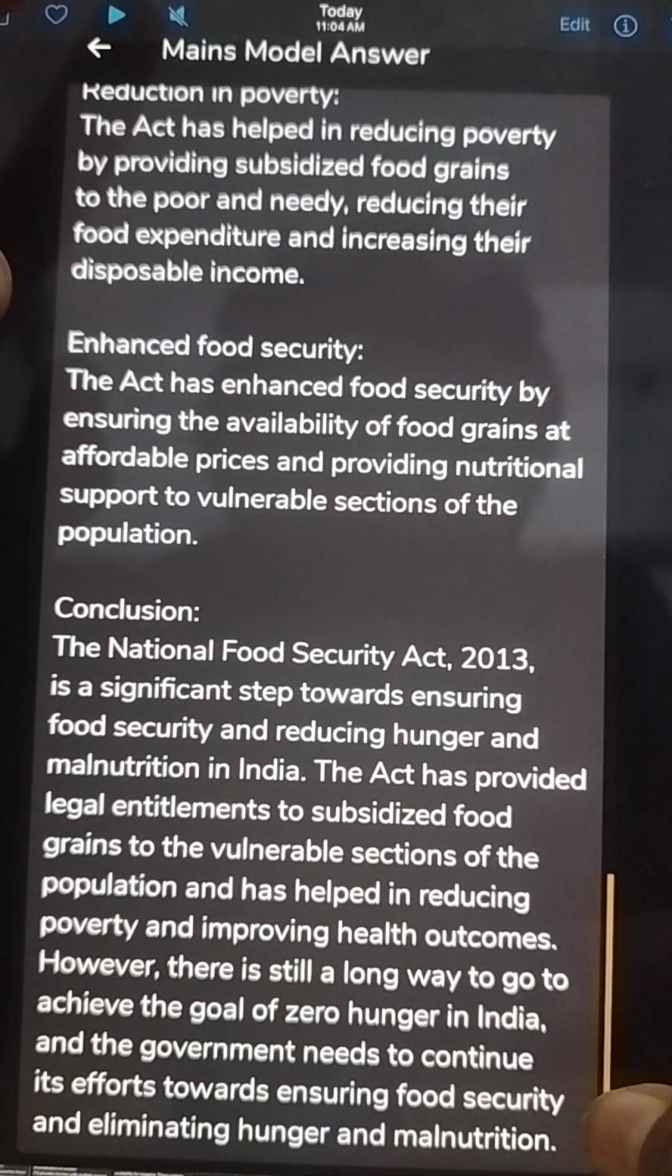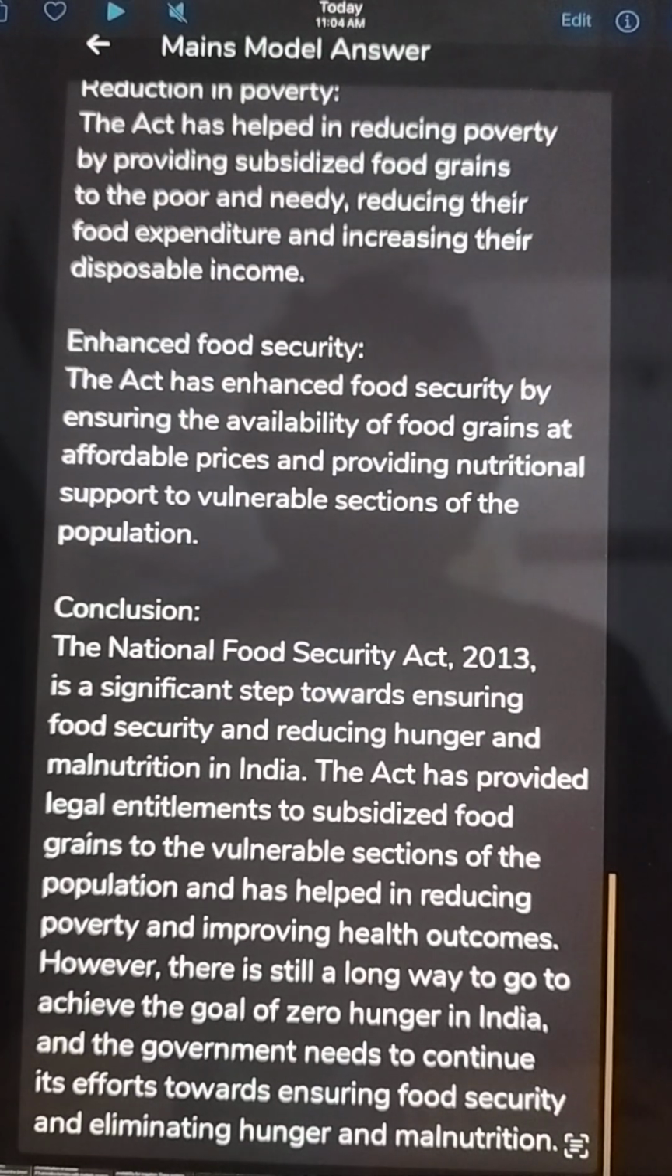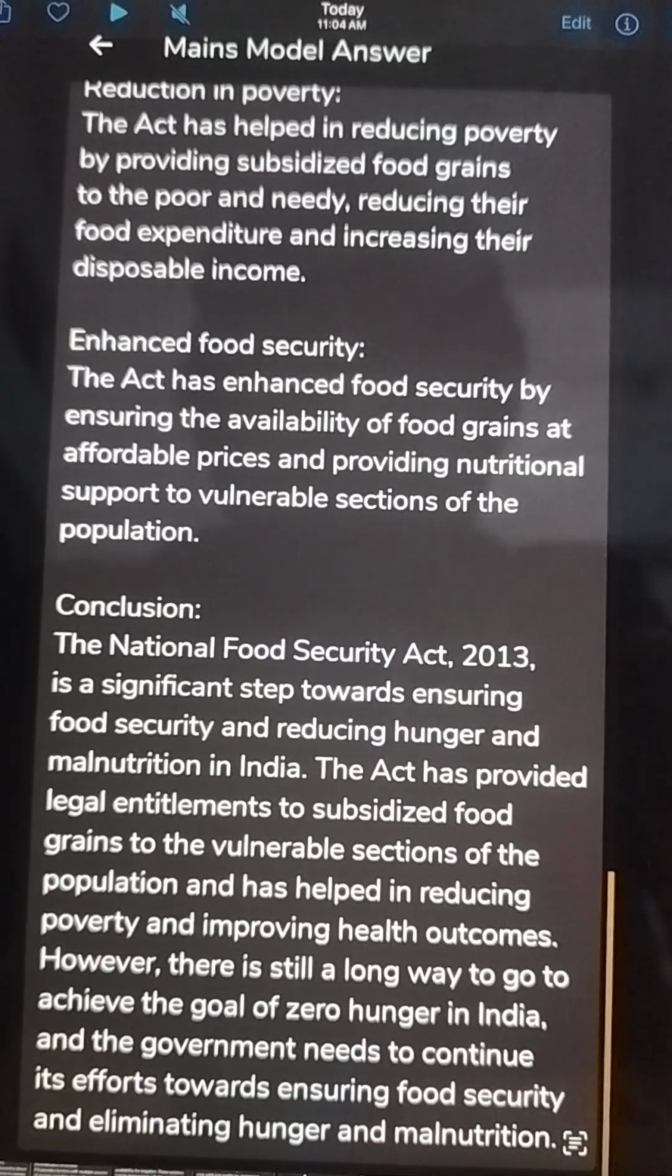Then comes the conclusion. National Food Security Act 2013 is a significant step toward ensuring food security and reducing hunger and malnutrition in India. The Act has provided legal entitlements to subsidized food grains to the vulnerable sections of the population and has helped in reducing poverty and improving health outcomes. However, there is still a long way to go to achieve the goal of zero hunger in India. And the government needs to continue its effort toward ensuring food security and eliminating hunger and malnutrition.